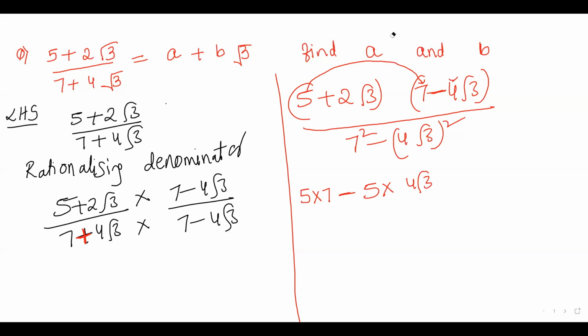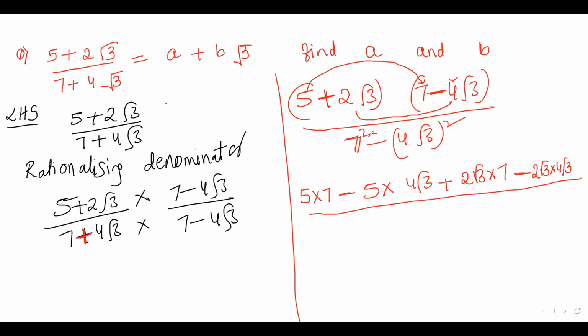Now I have to multiply with 2 root 3. 2 root 3 into 7. Next, plus into minus is minus 2 root 3 into 4 root 3. Denominator: 7 square. Can you tell what is 7 square? 7 square is 7 sevens are 49.